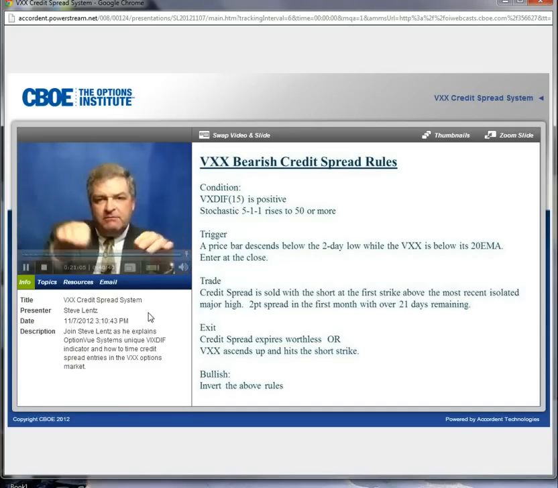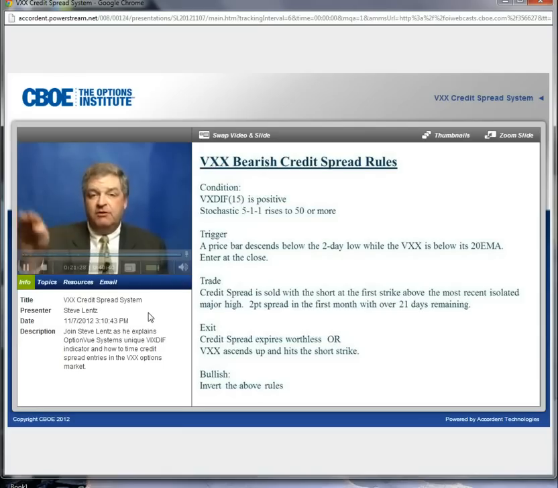Remember, it's coming down, like this, like a rabbit. It goes up, curls over, going down below the 2-day low, and then we're going to put our short strike right there, right above that most recent high. Isolated high right there, okay? See that? And if price goes up and hits that short strike, we're out. If it continues down like it should, well, then we'll go ahead and let it go to expiration, and just take the whole thing and let it expire worthless.